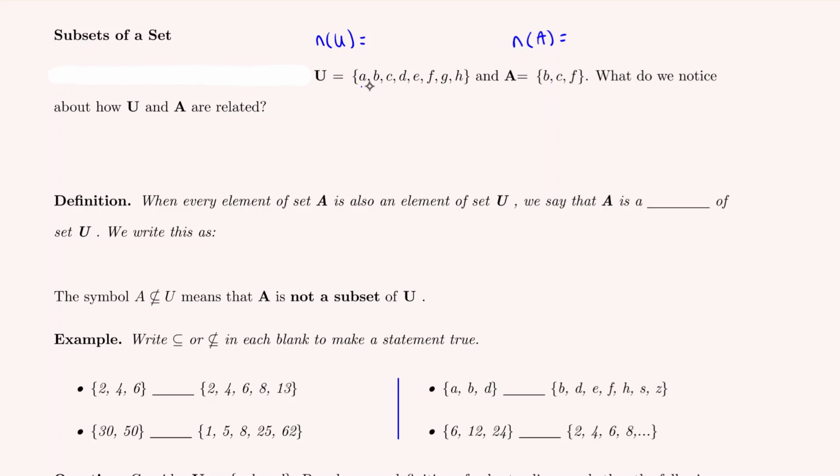So as there's 1, 2, 3, 4, 5, 6, 7, 8 different unique elements in the set U, the cardinal number of U is 8. There's 3 elements in the set A, the cardinal number of A is 3.